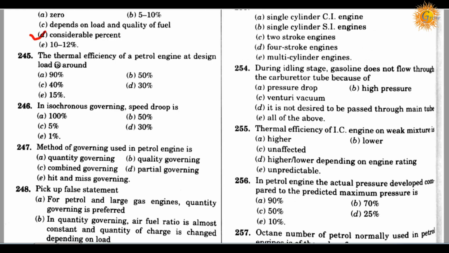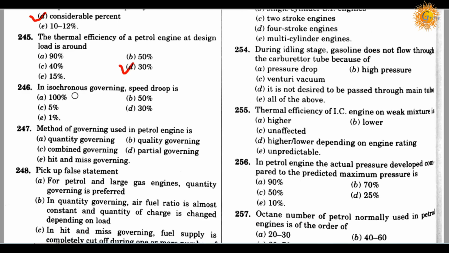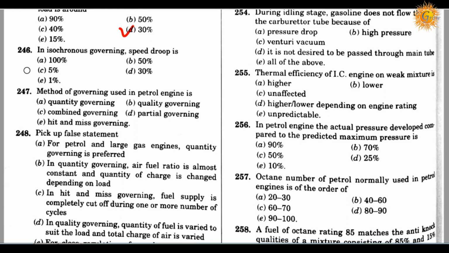Question number 245. The thermal efficiency of a petrol engine at design load is around option A 90%, option B 50%, option C 40%, option D 30%, option E 15%. So the correct answer is D. It will be 30%.